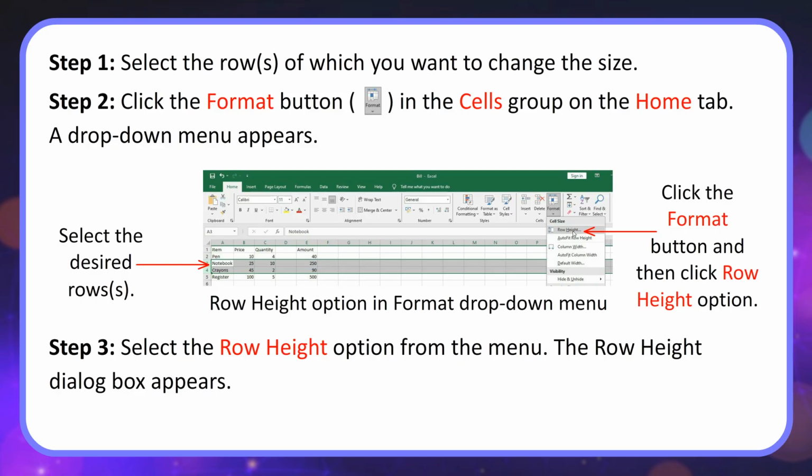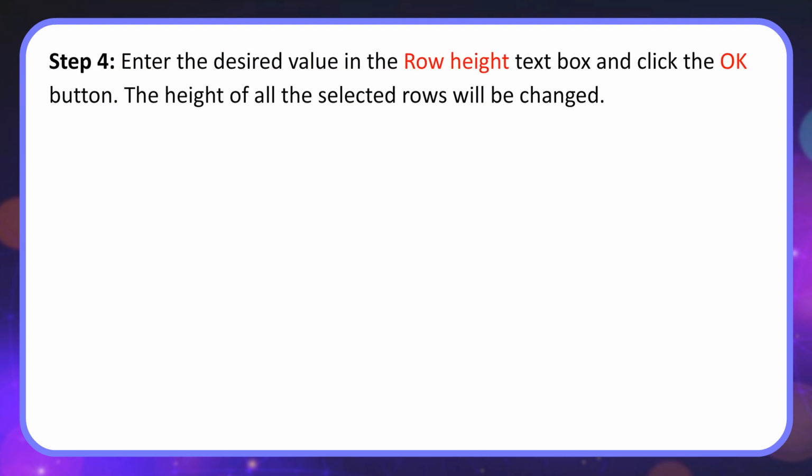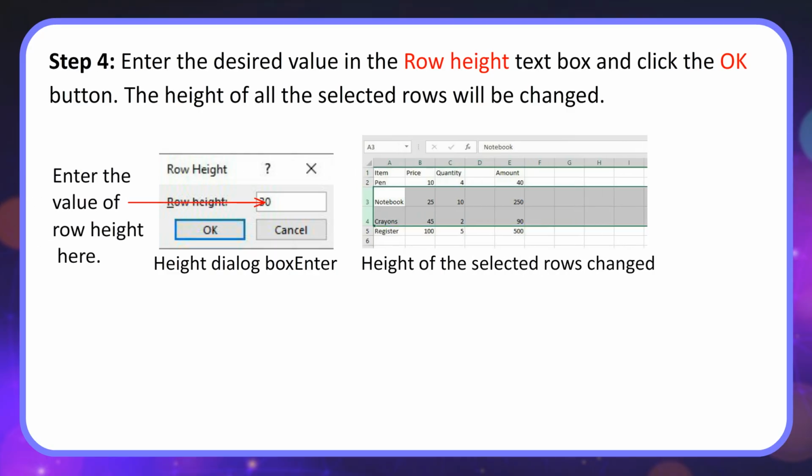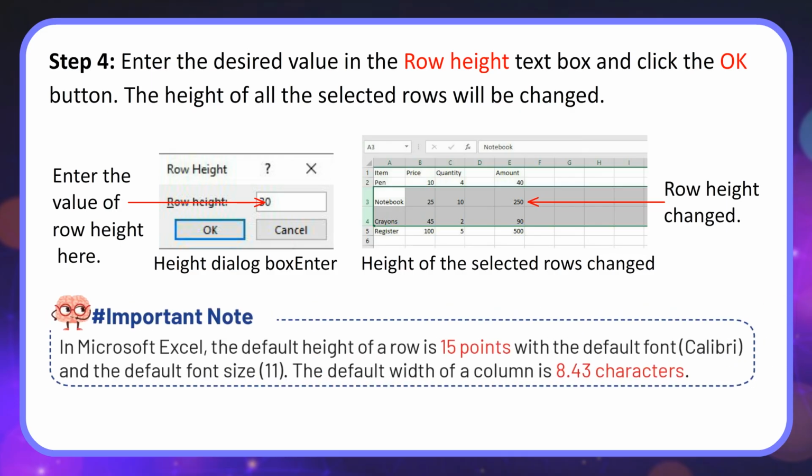The Row Height dialog box appears. Step 4. Enter the desired value in the Row Height text box and click the OK button. The height of all the selected rows will be changed. Row Height dialog box. Enter the value of row height here. Height of the selected rows changed. Row height changed. Important note. In Microsoft Excel, the default height of a row is 15 points with the default font, Calibri, and the default font size, 11.